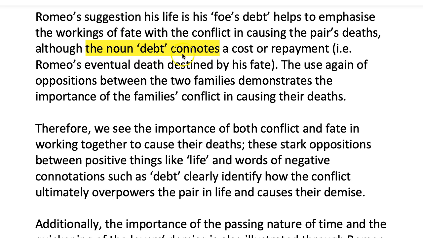Although the noun debt connotes a cost or repayment. Well, putting the word noun in there doesn't help us understand anything. It would mean exactly the same as if we said, although the word debt connotes a cost or repayment. And so just naming it as a noun is pointless. You're not using subject terminology in any way that's helpful.